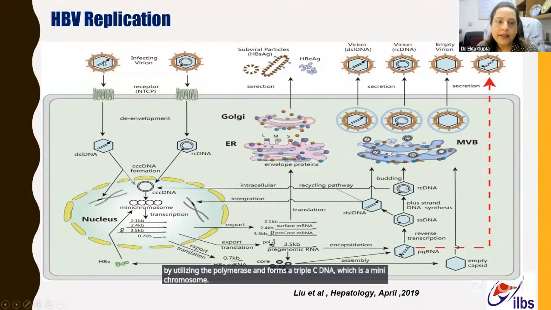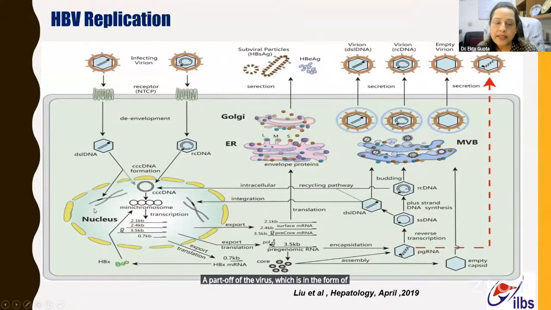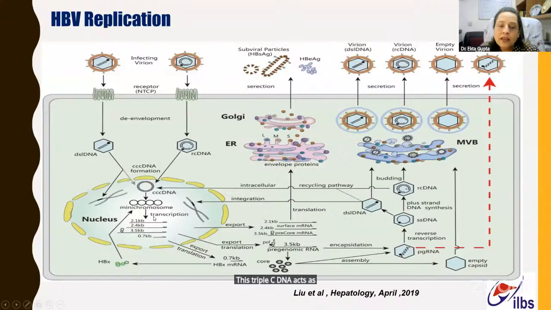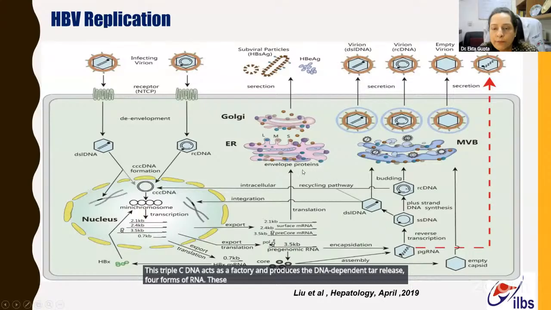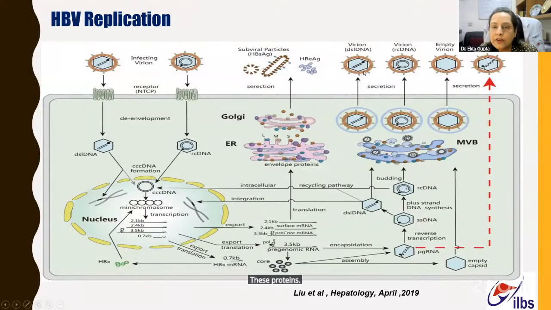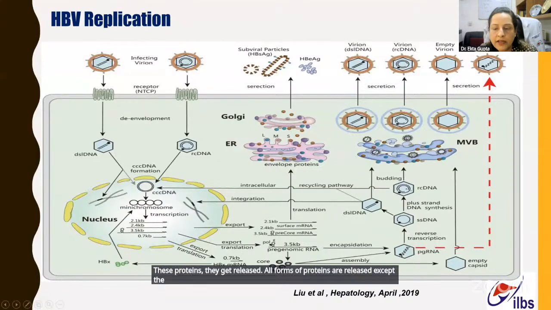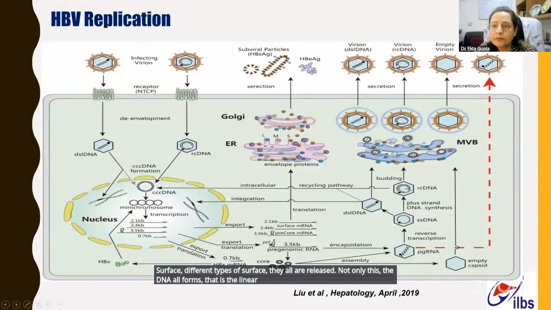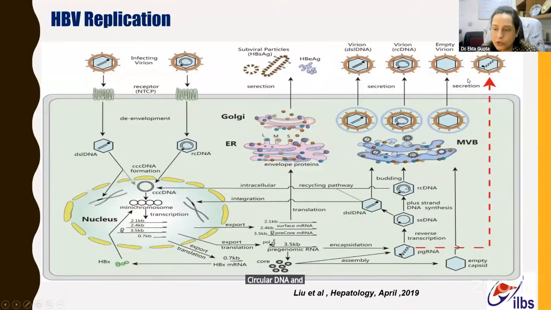A part of the virus, in the form of double-stranded DNA, gets integrated into the host genome, into the host chromosome also. This cccDNA acts as a factory and produces the DNA-dependent RNAs, 4 forms of RNA. These RNAs form proteins, and these proteins get released. All forms of proteins are released except the core. Core is never released into the blood. E antigen and the different types of surface antigen all are released. Not only this, the DNA in all forms, that is linear DNA, circular DNA, and RNA, is also released into the blood.